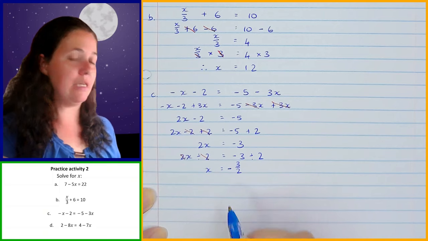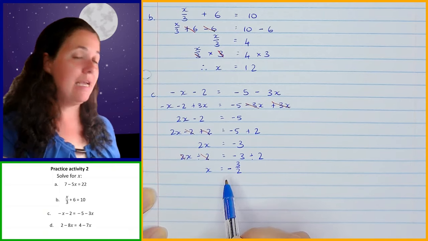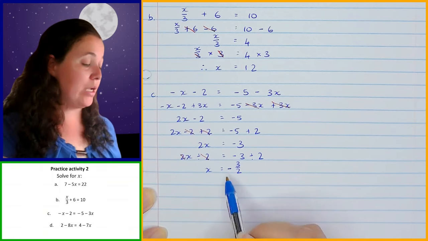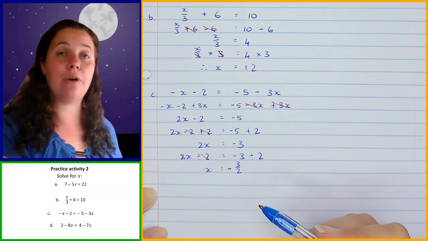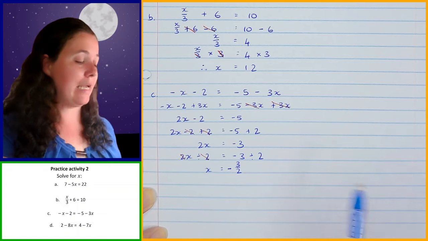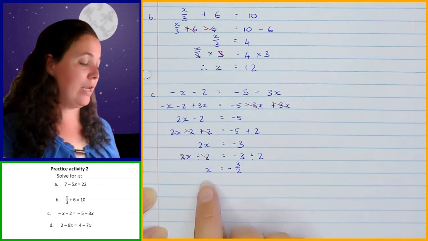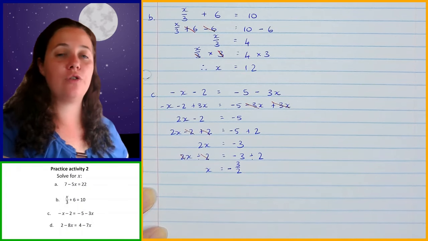We want to give our answer as a fraction like that. Okay, it doesn't need to be written as a mixed number. We can leave it as an improper fraction, but if it is not simplified, then I need to simplify it as far as I can. Okay, so in that example, I've got x is equal to negative 3 over 2.